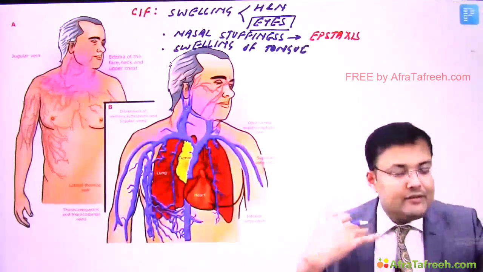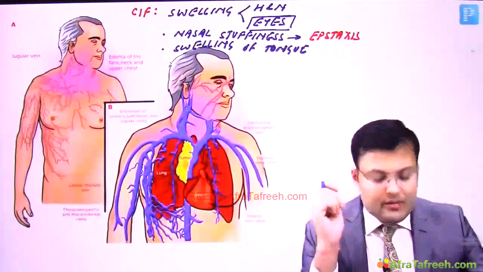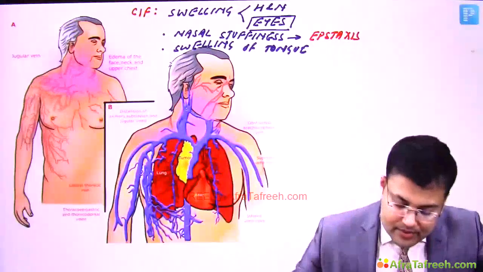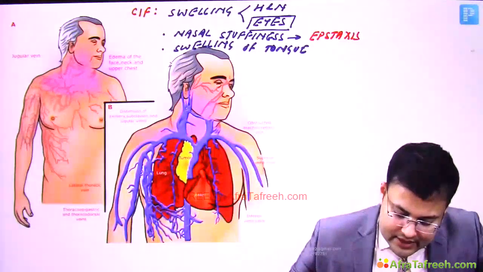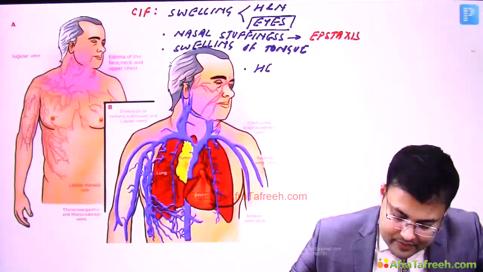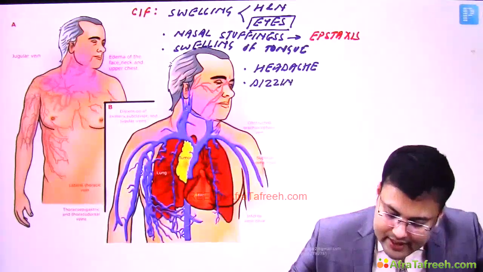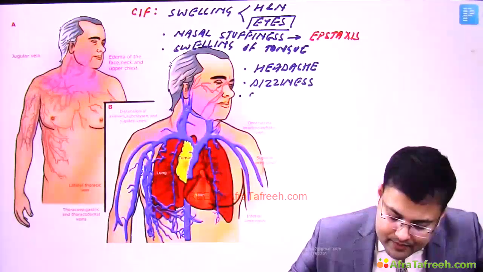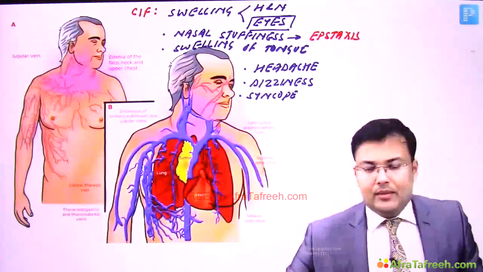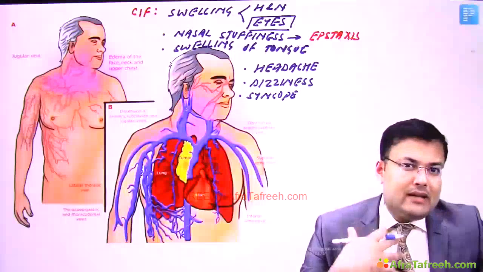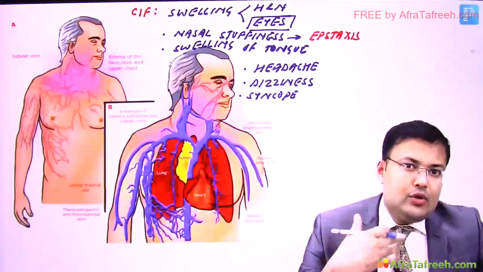There is impaired venous return from head and neck. So what's the problem? These patients have headache. These patients have dizziness, syncope. So there is headache, dizziness and syncope. Clear? Another problem. Sometimes when the malignancy is advanced, it is going to compress the midline structures.